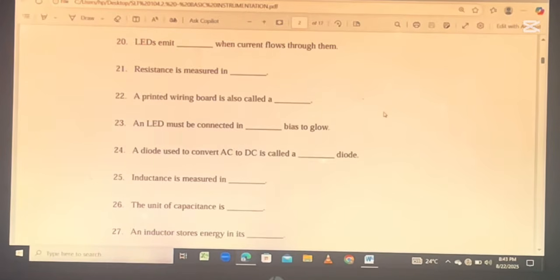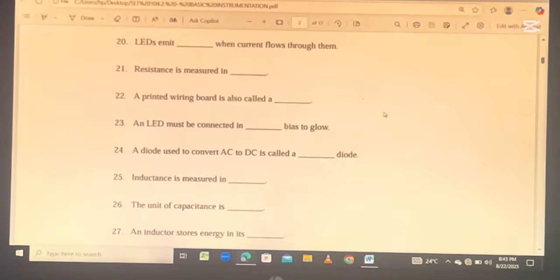An LED must be connected in forward bias to glow. Remember what we talked about with the Zener diode and the kind of bias, all right? But now we are looking at an LED, okay? So an LED must be connected in forward bias before it will glow, before it will emit light.